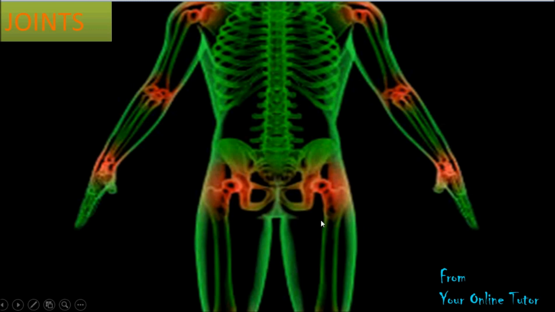Joints are also known as articulations. They are strong connections that join the bones, the teeth, and the cartilage of the body to one another. Each joint is specialized in its shape and structural component to control the range of motion between the parts that it connects.